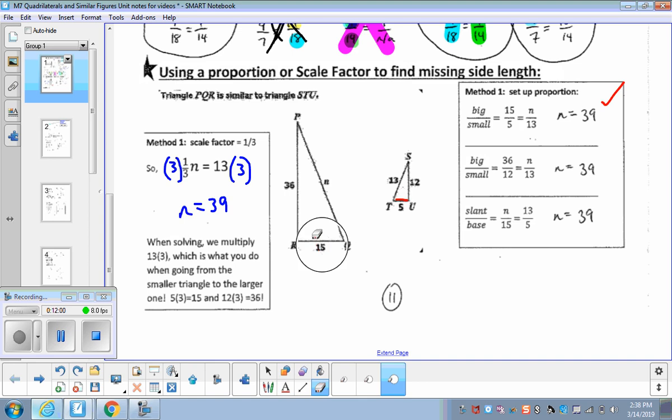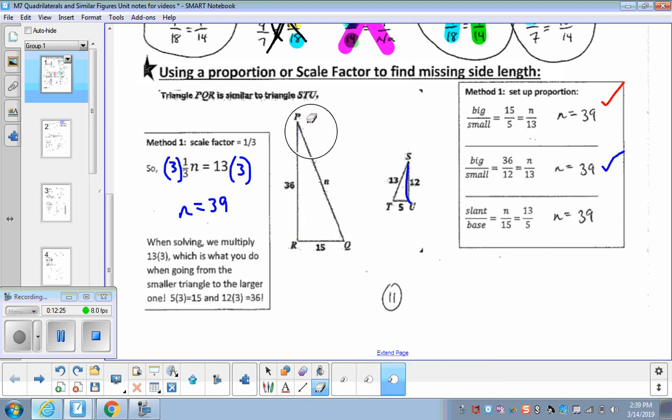Now, some of you don't see it that way. Some of you see that 36 matched up with the 12 from big to small. You saw 36 with 12, and then that n matches up with the 13. So you can use the 36 and the 12, or the 15 and the 5. It doesn't matter, because when we cross multiply and divide, we're still going to get 39.